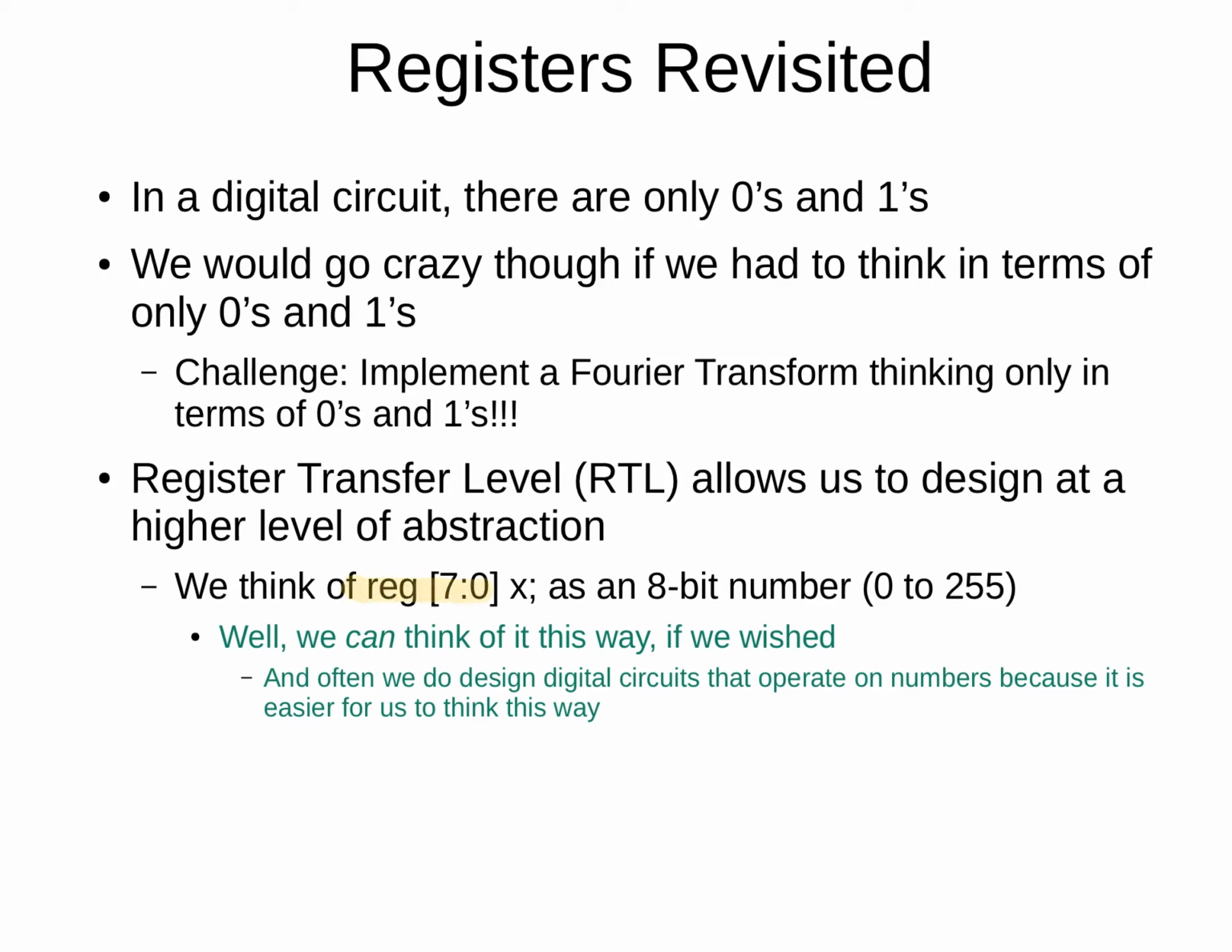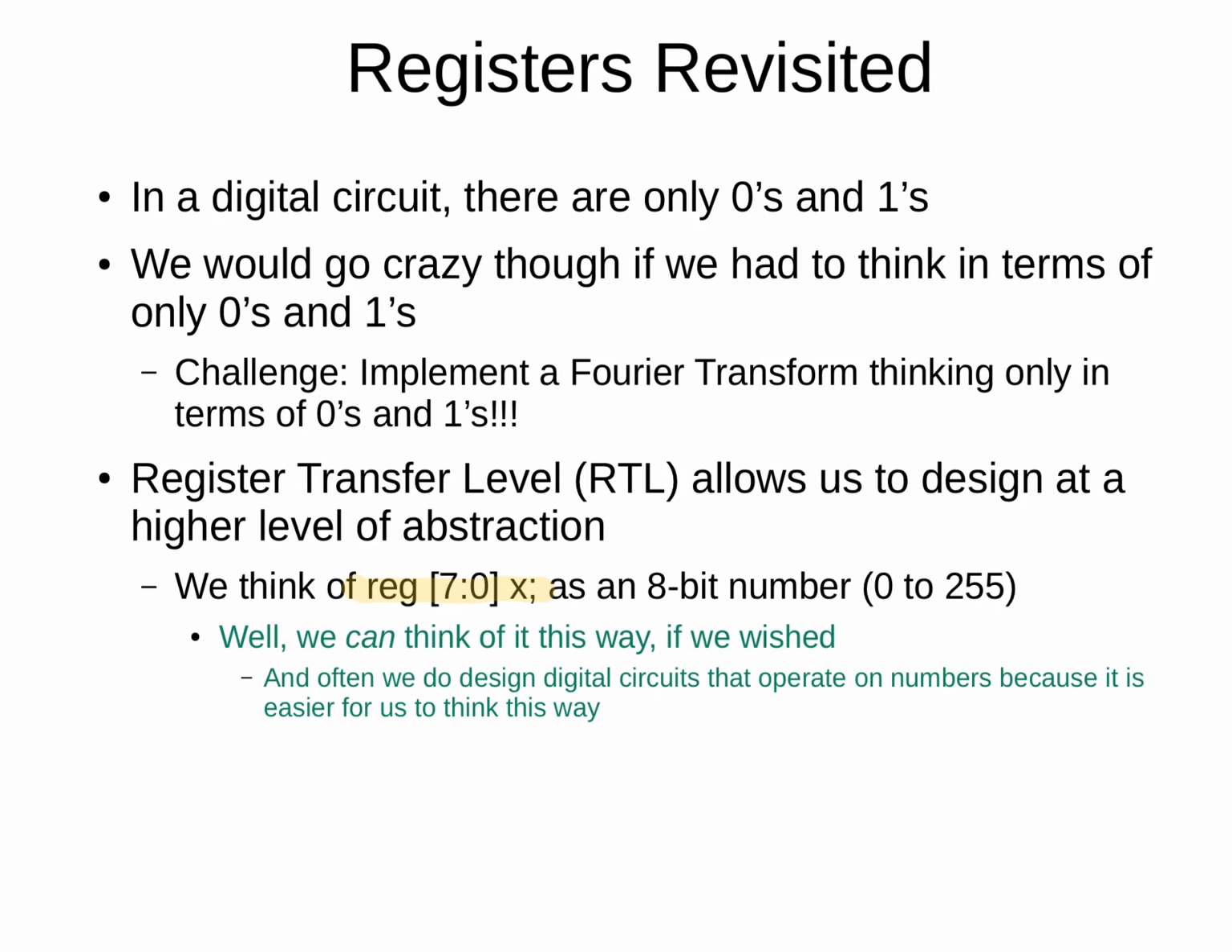When we write reg [7:0] x in Verilog, we can understand this in at least two different ways. We can understand it as x just contains an 8-bit binary number, or physically, x is a series of 8 wires. We could also choose to understand this as representing a number between 0 to 255.